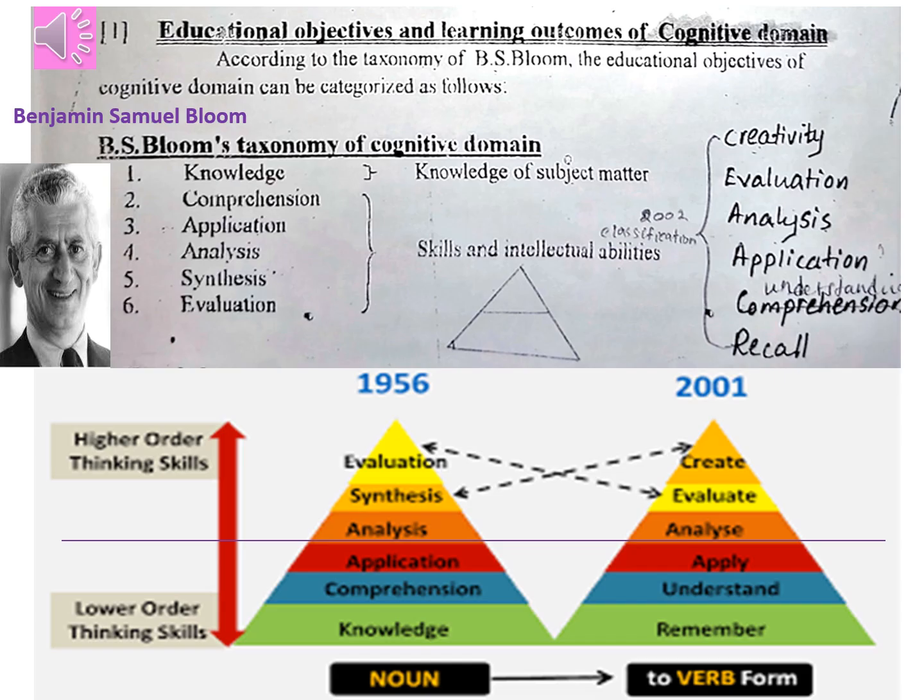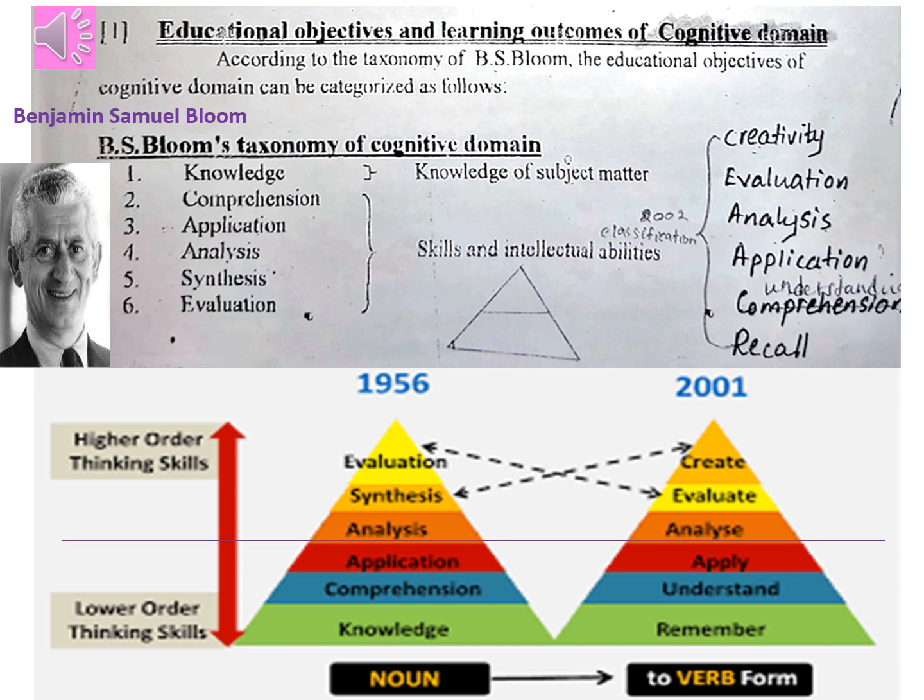To compare certain things, you should have proper knowledge. Say if you want to compare the economy of Sri Lanka with the economy of India, you should have proper knowledge of the two economies. Then only you can compare and make judgments, right? So evaluation is the highest one.